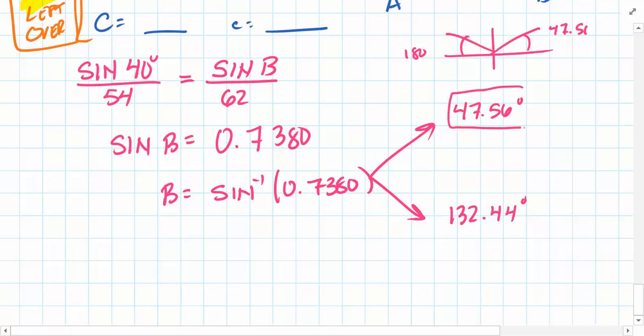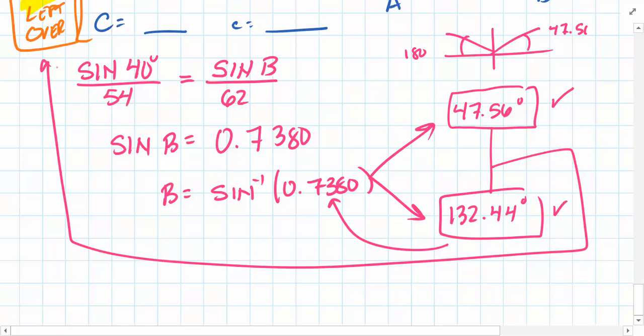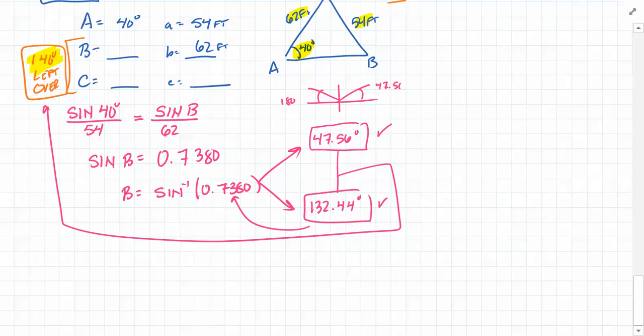Okay, so check it out. There are two angles, 47.56 and 132.44, whose sine is equal to 0.7380. And both of those angles are smaller than your leftover of 140. Therefore, both of them could work. Okay, see how that works? So you solve for both of them. That's absolutely right. So you would continue on by saying, shoot, now I have two triangles.